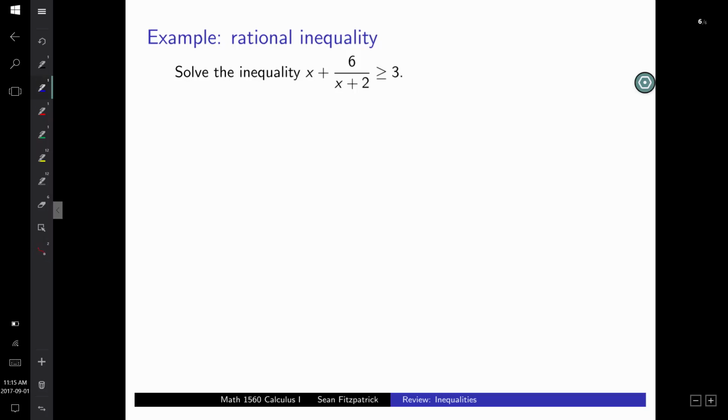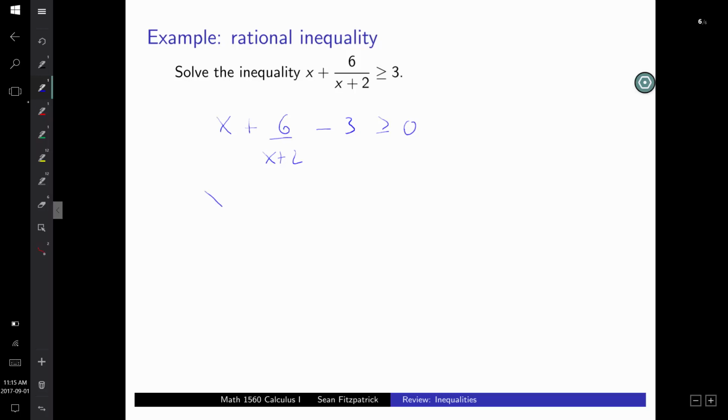So how do you get around this problem? Same thing as before. We start by collecting terms, and so we say (x + 6)/(x + 2) - 3 is bigger than or equal to 0. What now? Well, I can combine these three terms on the left if I get a common denominator.